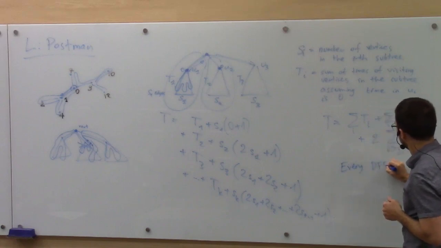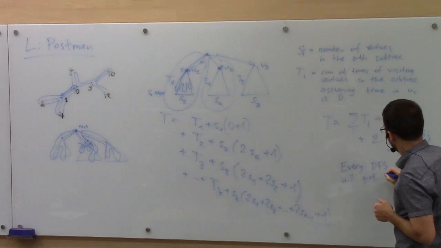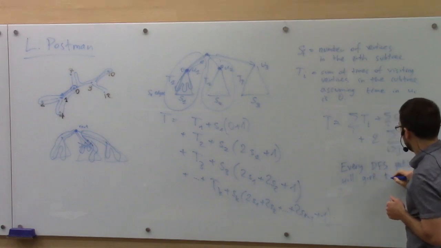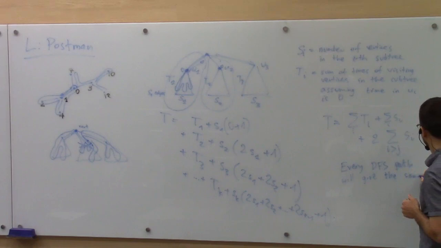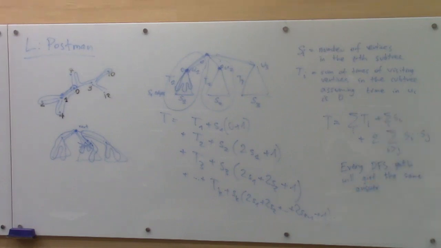So every DFS path will give us the same answer. And actually, every DFS path will give us the same optimal answer. And so how to prove this without these, I would say, a little bit complicated calculations?